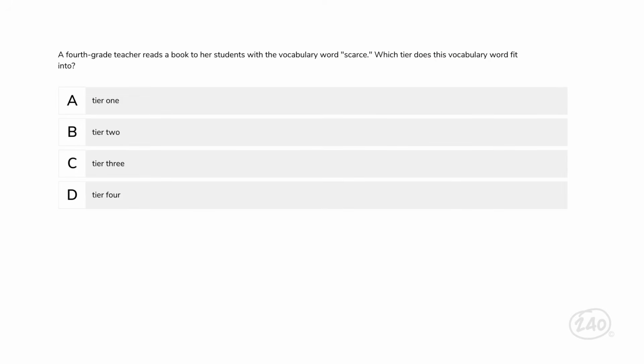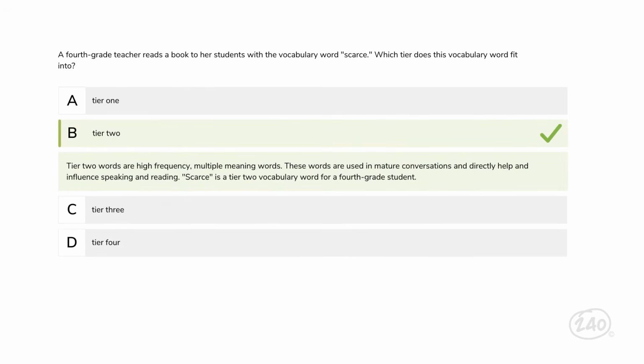A 4th grade teacher reads a book to her students with the vocabulary word scarce. Which tier does this vocabulary word fit into? Tier 1, 2, 3, or 4? Tier 2 is the answer. Tier 2 words are high-frequency, multiple-meaning words. These words are used in mature conversations and directly help and influence speaking and reading. Scarce is a Tier 2 vocabulary word for a 4th grade student.